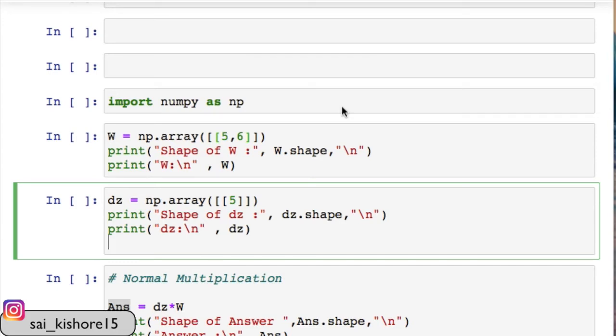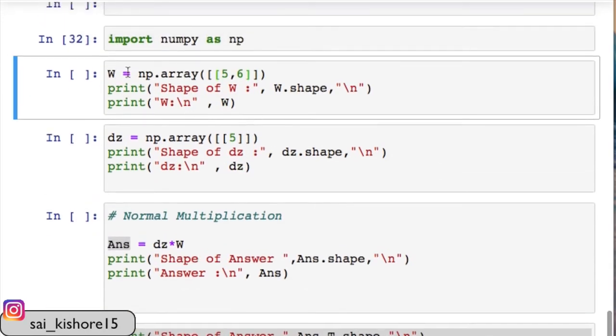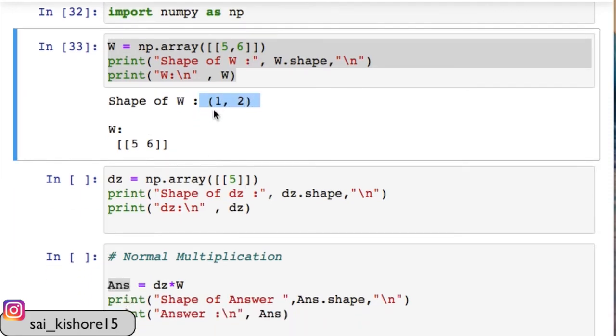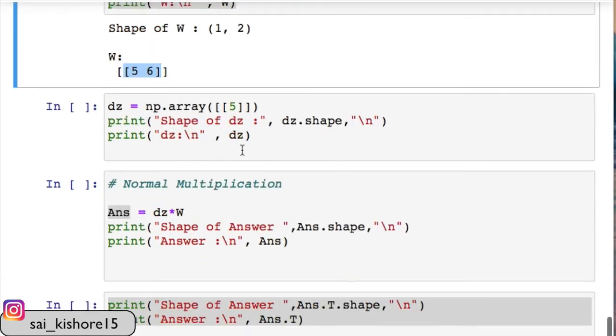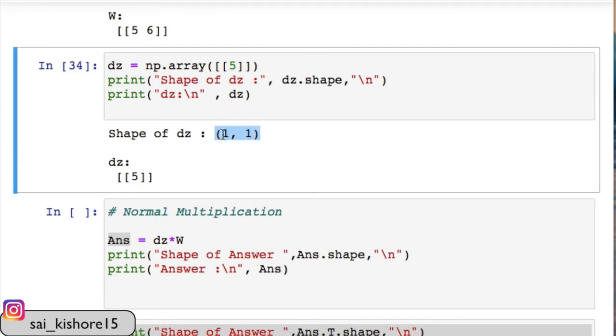In this experiment, I'll be showing you that the functions that we saw earlier in the video in fact compute the same thing. Let's get started and import NumPy. Now we have the weight matrix, the weight vector. As you can see, the shape of the weight matrix is 1, 2, and it has the values 5 and 6. It has one row and two columns. And then we have DZ. DZ is of the shape 1, 1. It has one row and one column, and the number it contains is 5.